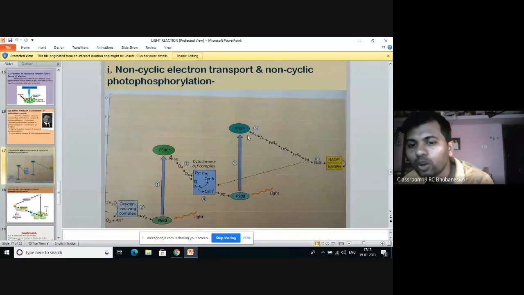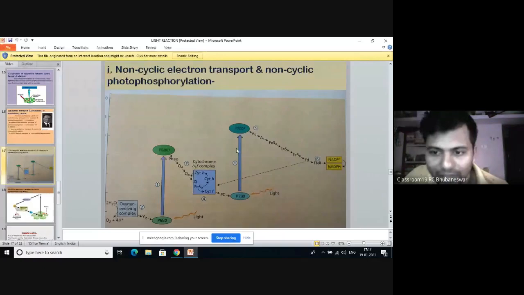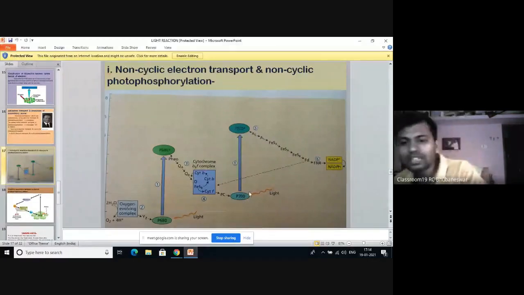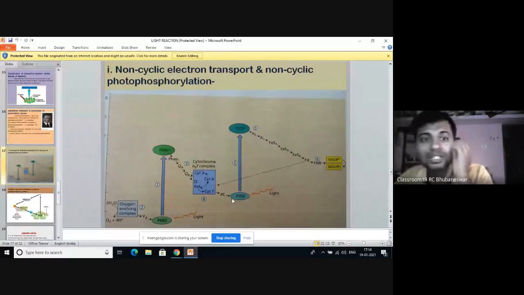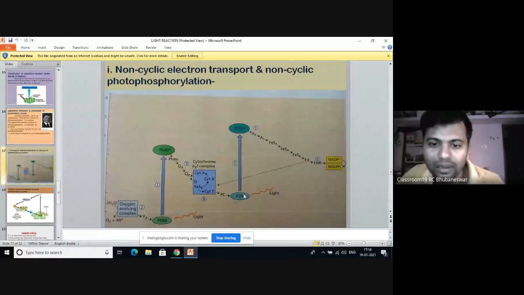Finally, the electron of P700 or photosystem 1 is trapped by NADP plus, and NADP plus is converted into NADPH. So the electron ejected from photosystem 1 does not come back to the same photosystem. Now in photosystem 1 there is some electron deficiency, and this deficiency is fulfilled by electrons coming from photosystem 2.